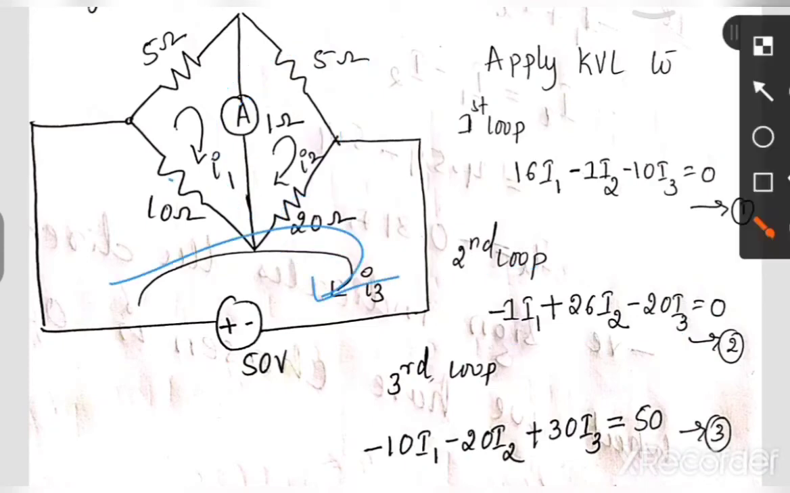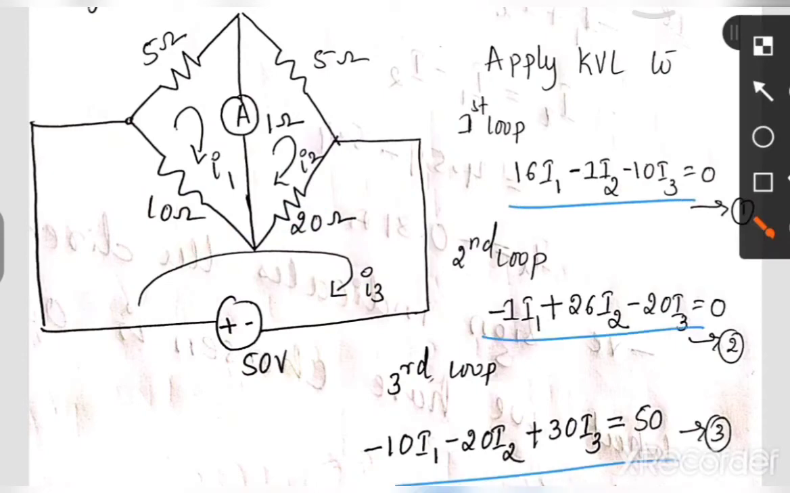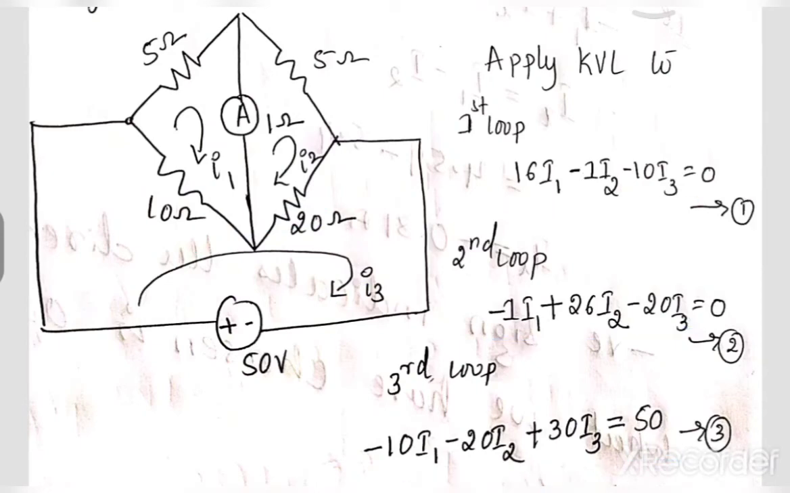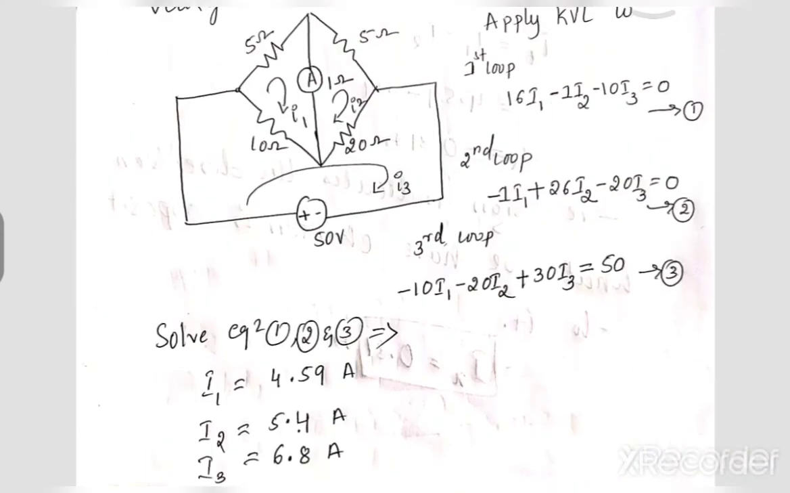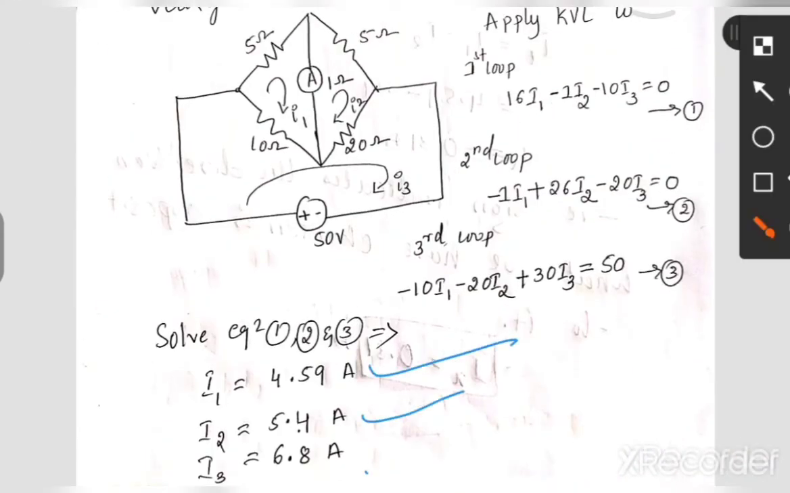So in the third loop you observe 10 ohm is between I1 and I3 and 20 ohm is between I2 and I3. So therefore it is minus 10 I1 minus 20 I2 plus 30 I3 equal to 50 volt. Okay. Now solve these 3 equations, first equation, second equation, and third equation by the calci. These 3 are a DC circuit, directly you can solve. After that you will get I1, I2 and I3. I1 as 4.59 amperes, I2 is 5.4 amperes, I3 is 6.8 amperes.